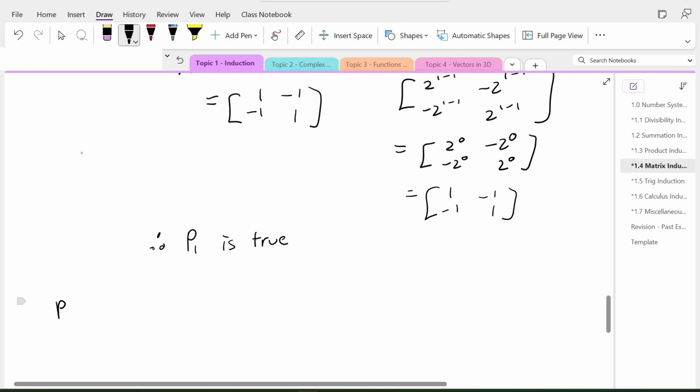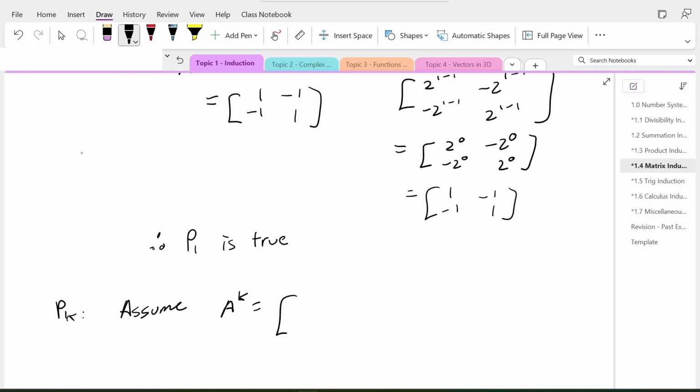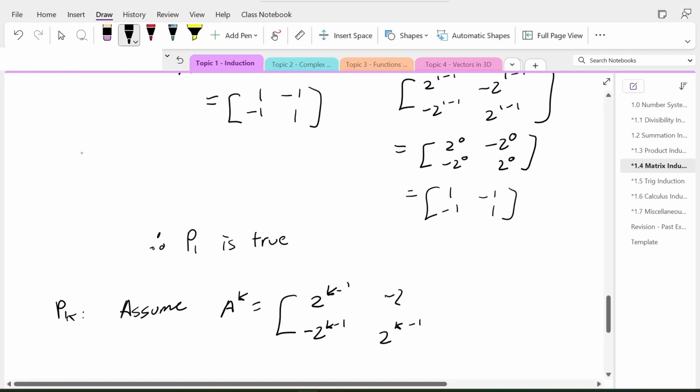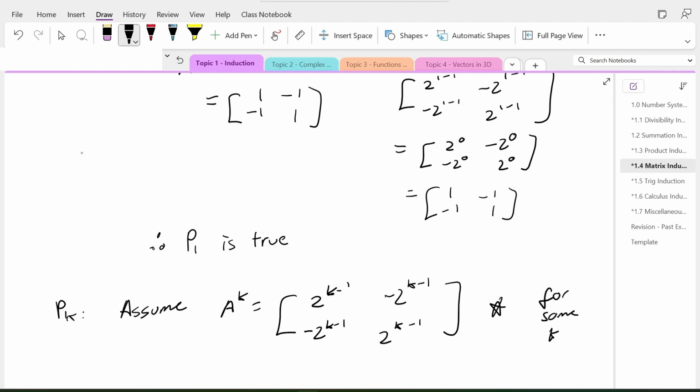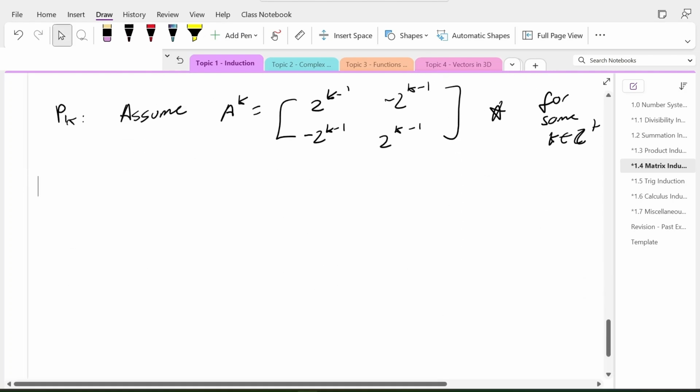So PK is our next step. So we're going to assume that A to the K is 2 to the K minus 2 to the K minus 2 to the K and 2 to the K. These should all have take 1s on them. I just moved that one so it doesn't look like it's the same expression. We'll call that star, and then we're going to say for some K in Z plus, as we tend to do with inductions. All right, now we're going to move on to proving PK plus 1.